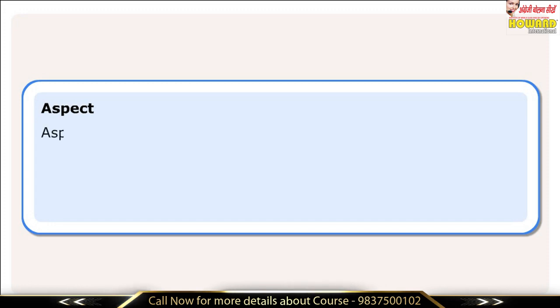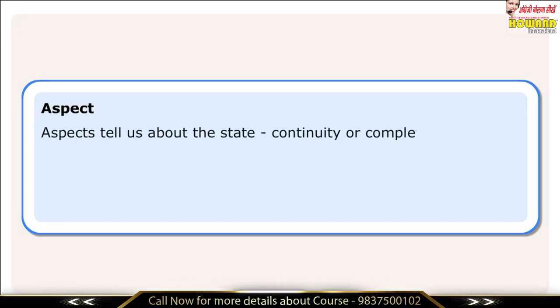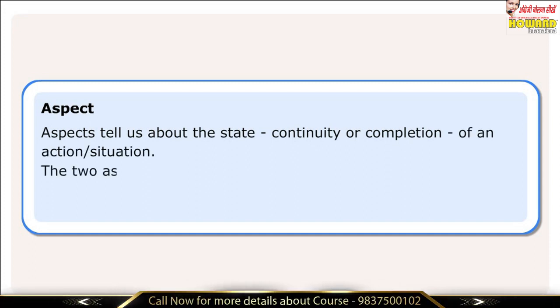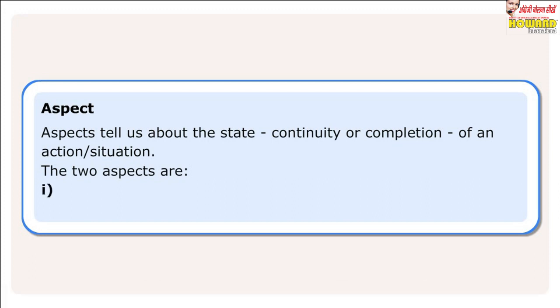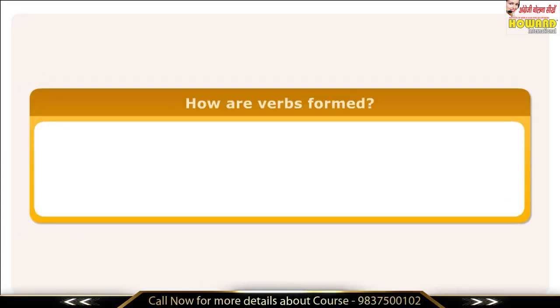Aspect. Aspect tells us about the state, continuity or completion of an action or situation. The two aspects are 1. Progressive or continuous, and 2. Perfective.